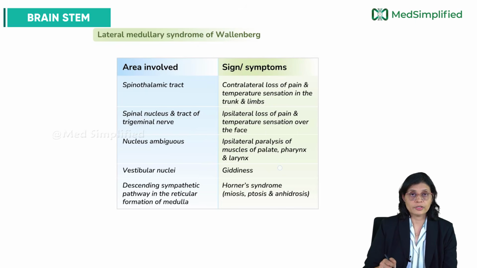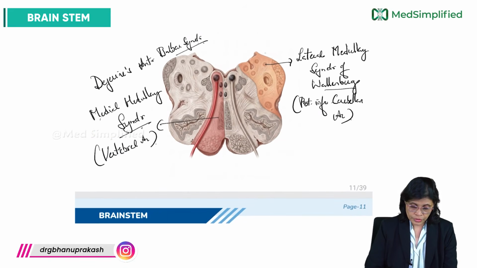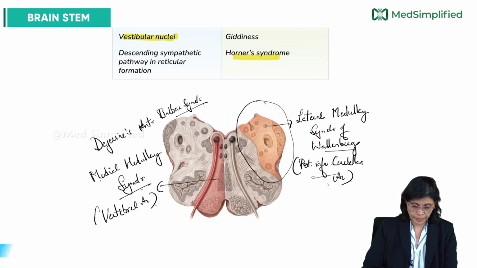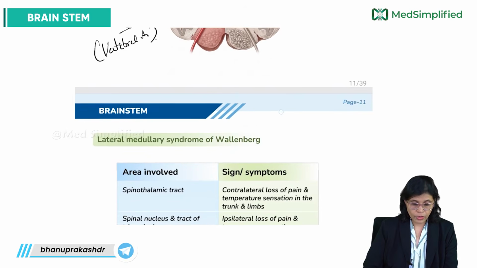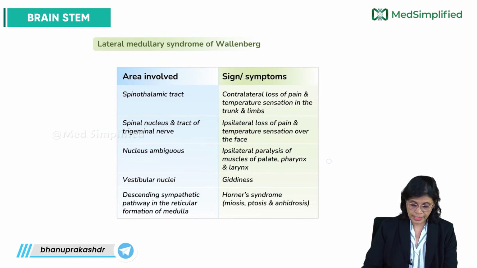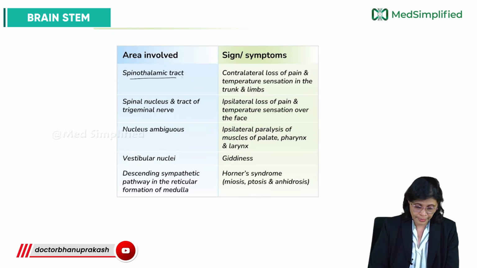So if there is a thrombosis of the posterior inferior cerebellar artery, it will involve a wedge-shaped area of the dorsolateral part of the medulla, and it will also involve the inferior surface of the cerebellum. So there will be symptoms involving both the medulla and the cerebellum. Involving the medulla, which tract will we see? We will see the spinothalamic tract, because of which there is contralateral loss of pain and temperature sensations.